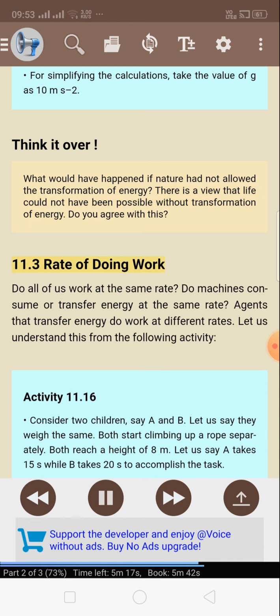11.3 Rate of doing work. Do all of us work at the same rate? Do machines consume or transfer energy at the same rate? Agents that transfer energy do work at different rates. Let us understand this from the following activity.